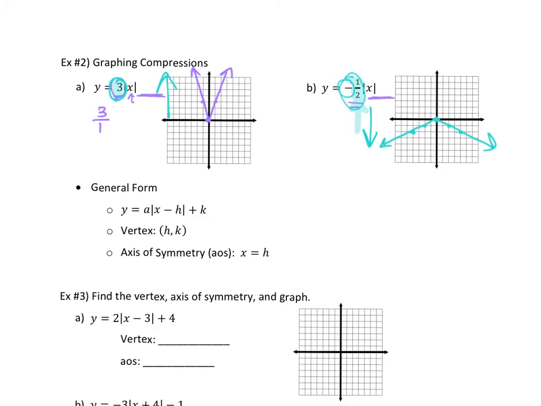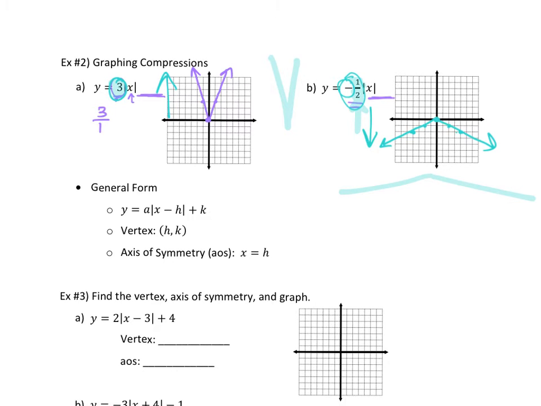Okay, so that feels kind of backwards too, I feel like, because a bigger number, you would think it opens bigger. But the bigger the number, the skinnier it's going to get. So if it was a 5, right, it would be even more steep. If it was a 1/4, it would be even more wide. So the smaller the fraction, the wider it gets, the bigger the number, the skinnier your compression is.